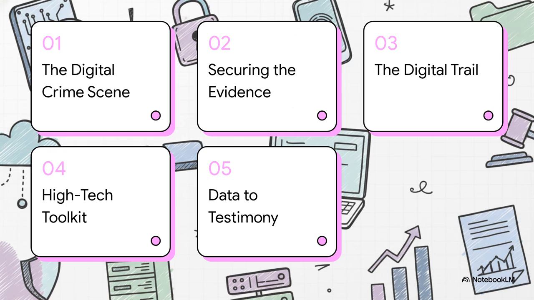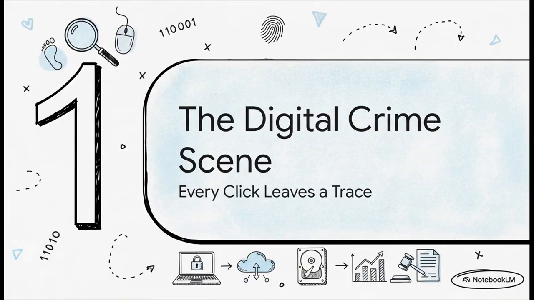All right, so let's map out our journey. We're going to follow the exact path a digital detective would take. First, we'll explore the digital crime scene itself. Then, we'll see how they secure the evidence, which is super critical. After that, we'll follow the digital breadcrumbs, peek into their high-tech toolkit, and finally, see how it all comes together in the courtroom. Okay, first stop, the digital crime scene.